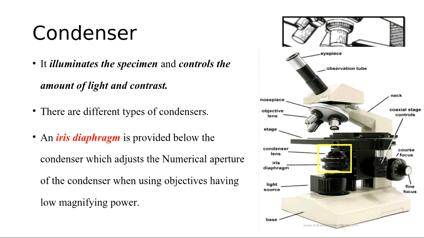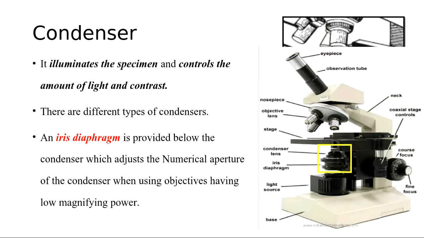There are different types of condensers. An iris diaphragm is provided below the condenser, which adjusts the numerical aperture of the condenser when using objectives having low magnifying power. So the condenser, what is the use? It illuminates the specimen because light passes through it, and controls the amount of light and contrast. How much light is required, more light, less light, contrast, brightness, it will help. So that is called the condenser.